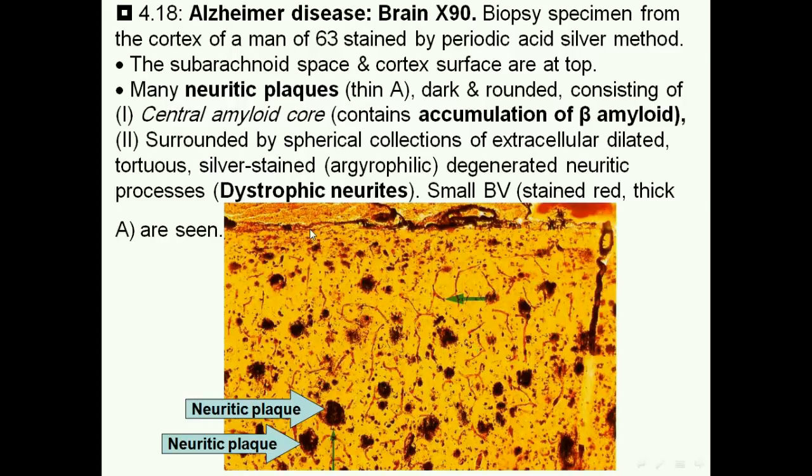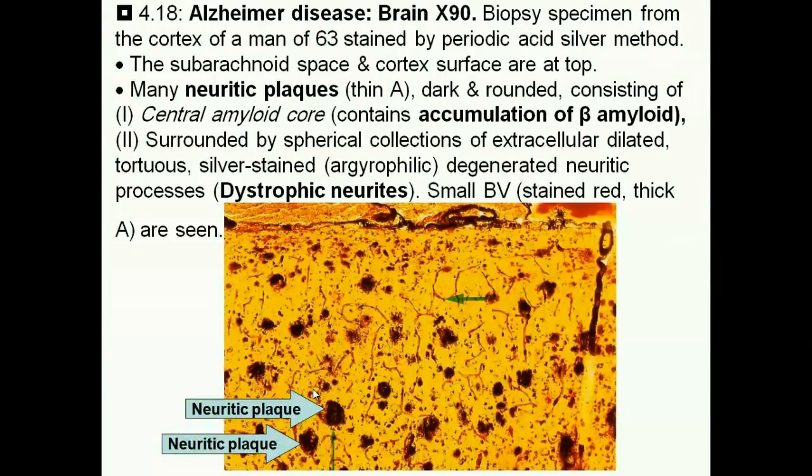So this is like from outside to inside, right? Yes, the subarachnoid space with cortex are at top. And here in the brain parenchyma, we can see the neuritic plaques. This is a neuritic plaque, and this is another: 1, 2, 3, 4, 5, 6, 7, a lot of them. Those are dark and rounded, consisting of a central amyloid core. As we said, the core contains accumulation of beta amyloid, and the periphery contains these dystrophic neurites.